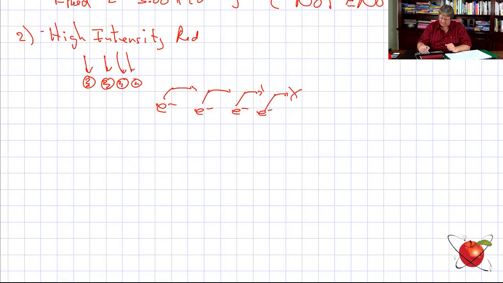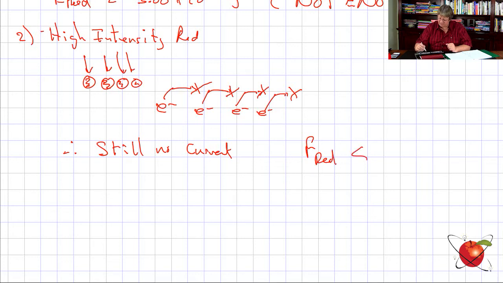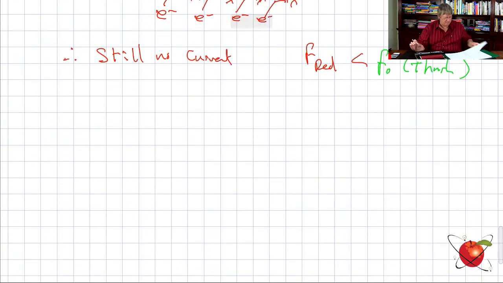We do not get them going out. Therefore, still no current. Why? Because f of the red is less than the f of the green, which is my threshold. Okay? There's not enough energy in there to get it out. So I can keep shining this infrared light on and nothing will happen to it. Okay? Then they say, oh, okay, nothing's going to happen.